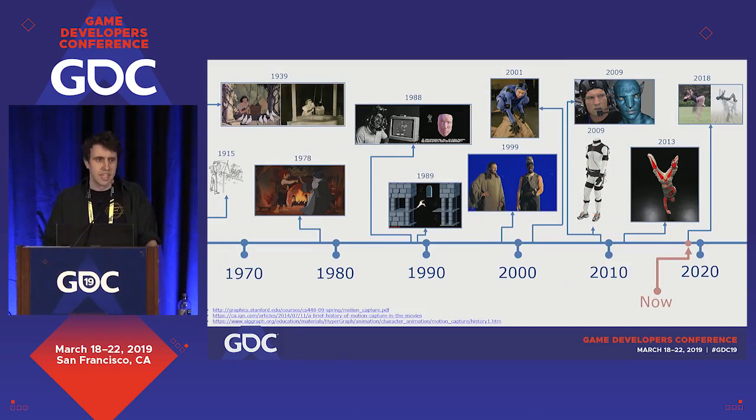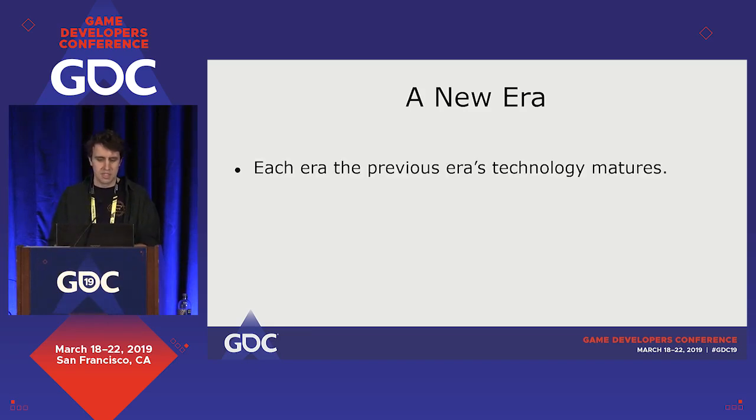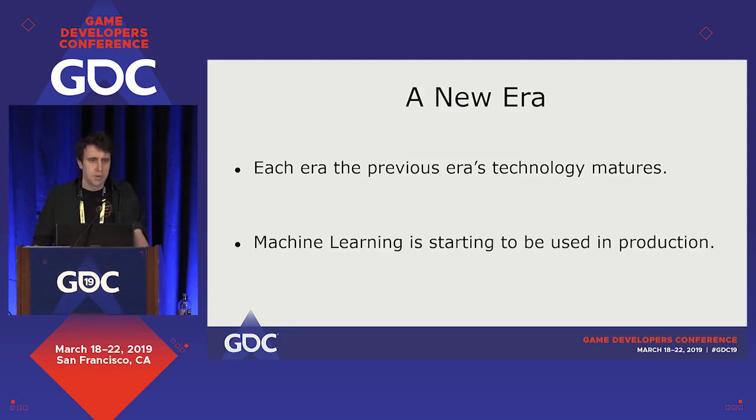And that brings us to now. So now we're in 2019, and we're almost at the end of this decade of machine learning-based technology. So the question is, what's happening next? There's always a pattern between these different eras of technology, which is that the previous era's technology starts to mature and starts to be used pretty seriously in production and making big, complicated things. So probably we're going to see the same thing with machine learning in the next era.